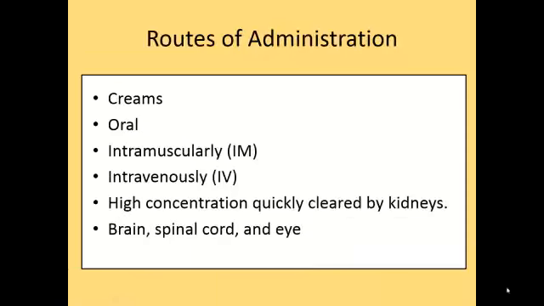Now that we know what kind of antimicrobial is going to be effective against the pathogen that's making our patient sick, now we have to consider routes of administration. We have several different ways to administer the antimicrobial, of which there are creams, oral, intramuscular, or IM, intravenously, or IV. So if you have a skin infection or an eye infection, a cream is going to be effective. We call these topical antimicrobials.